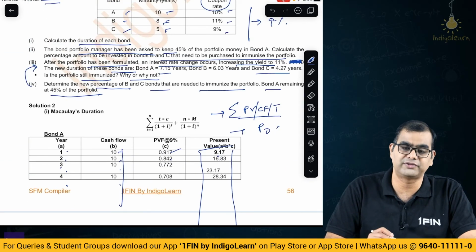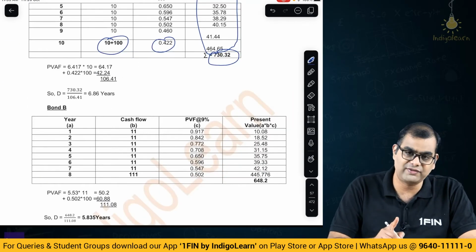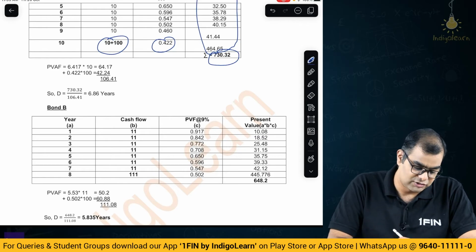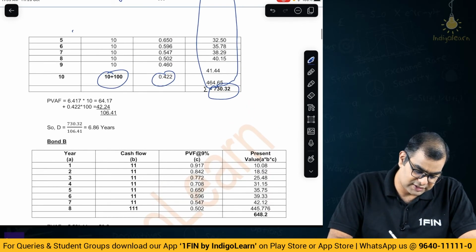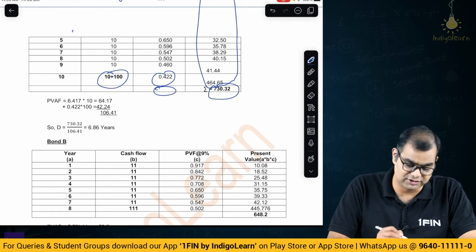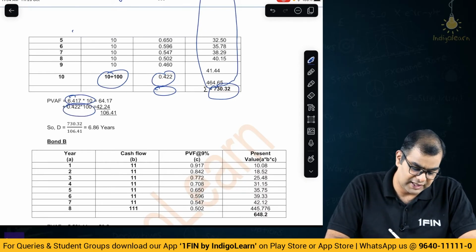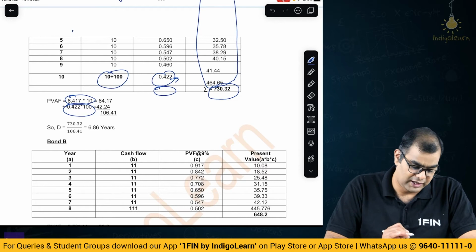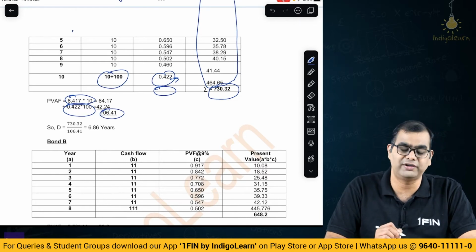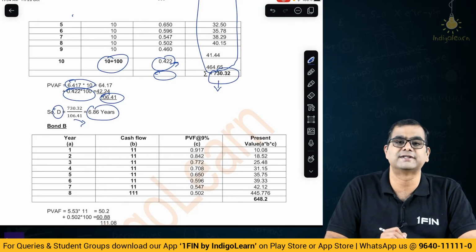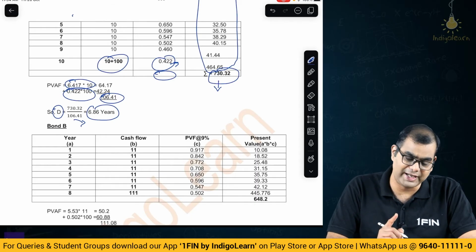730 is the numerator. Then you also have to get the denominator, which is the price. What is the price? Because face value is 100 and the coupon is above the yield, the price will go up above 100. Price is the sum of all these present value factors multiplied by 10, because each year the coupon flow is 10, plus the last year's present value factor multiplied by 100. So you get the price as 106.41. So the duration is the numerator 730 divided by the denominator 106, and you get 6.86 years. So you get the duration of bond A as 6.86.